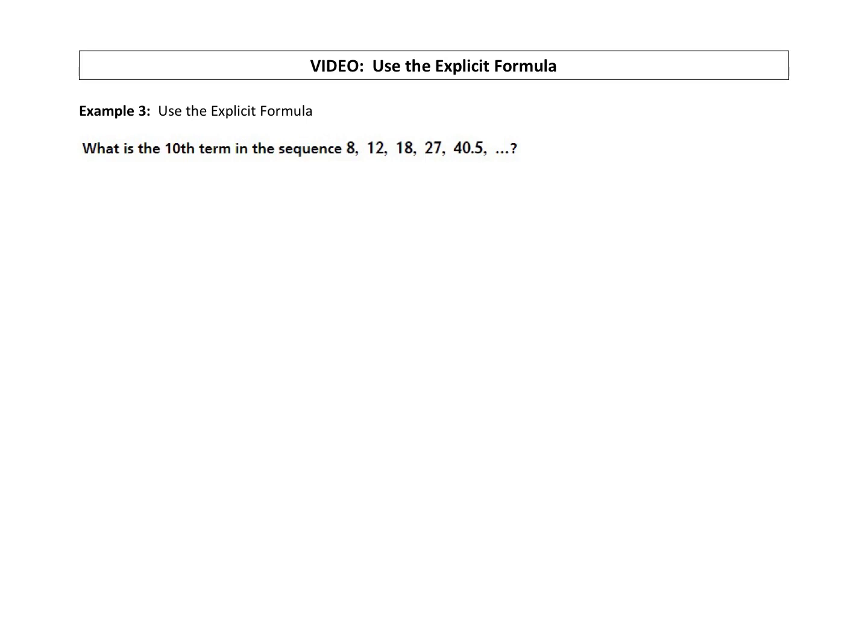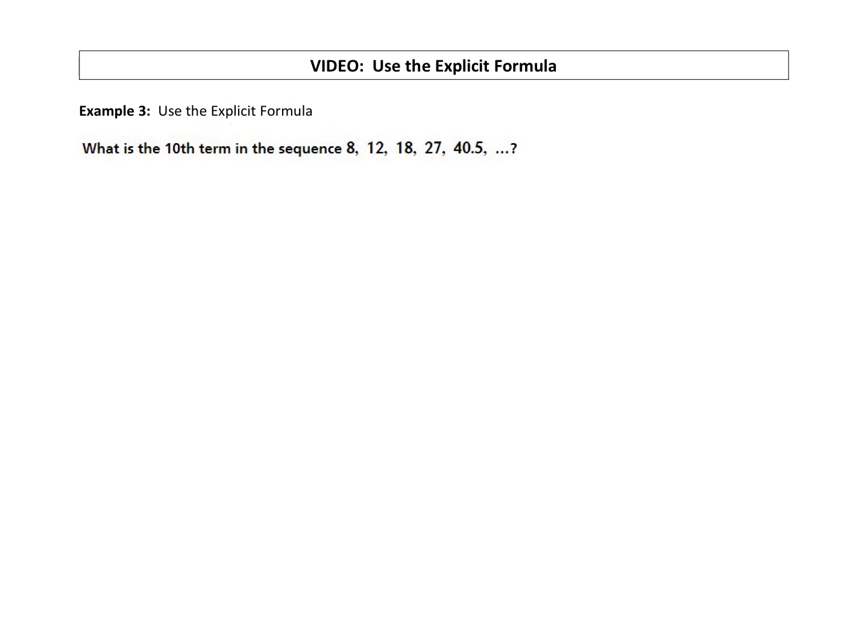Okay, so we are going to move on to working with the explicit formula for a geometric sequence. The question asks, what is the 10th term in the sequence 8, 12, 18, 27, 40.5? We could find the pattern here and just continue on till we got to the 10th term, but that doesn't really let us use the explicit formula or understand how that works.